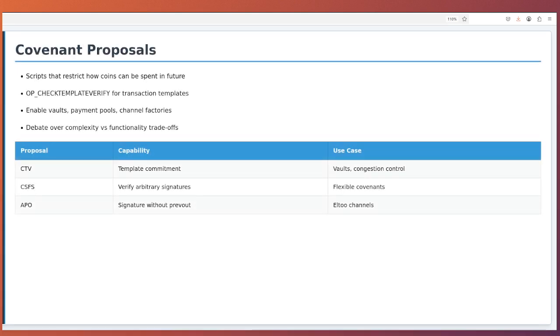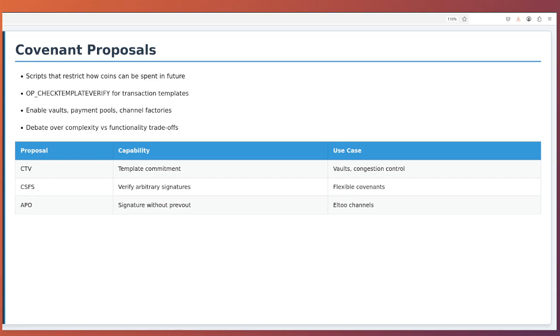Covenant proposals. Covenants are a class of proposed Bitcoin contract features that would allow scripts to restrict how coins can be spent in future transactions. Currently, Bitcoin scripts can validate the current transaction input, checking signatures and other conditions. Covenants would enable scripts to impose constraints on the outputs of the spending transaction, essentially placing restrictions that persist across transactions. This has been a topic of intense research and debate in the Bitcoin community.